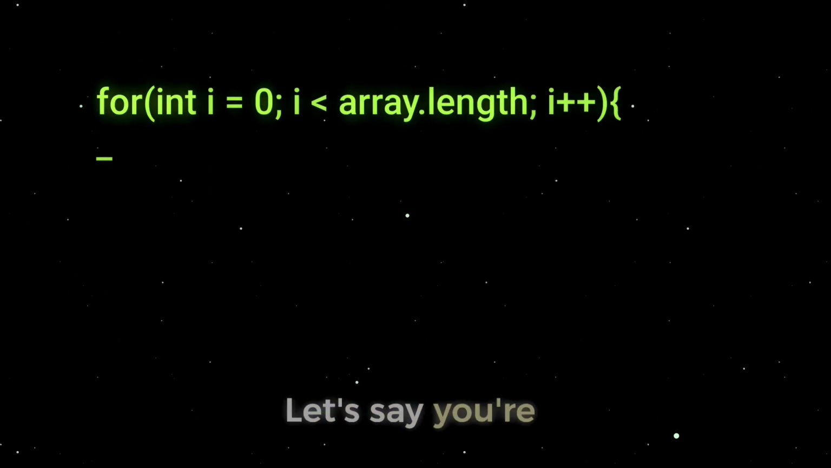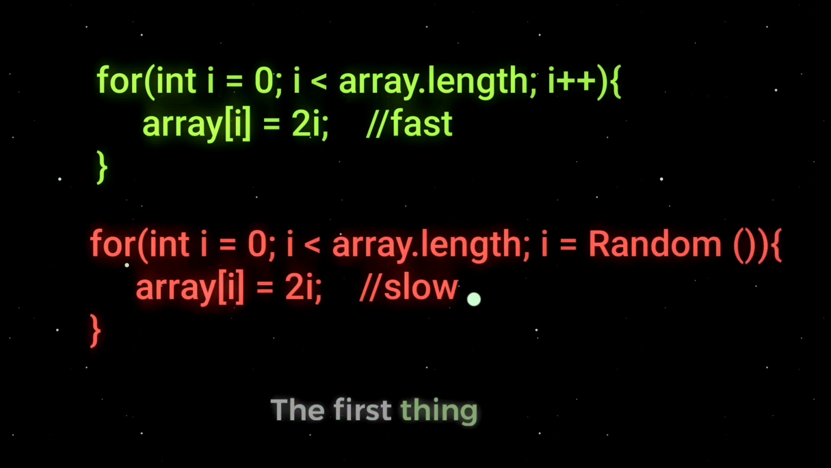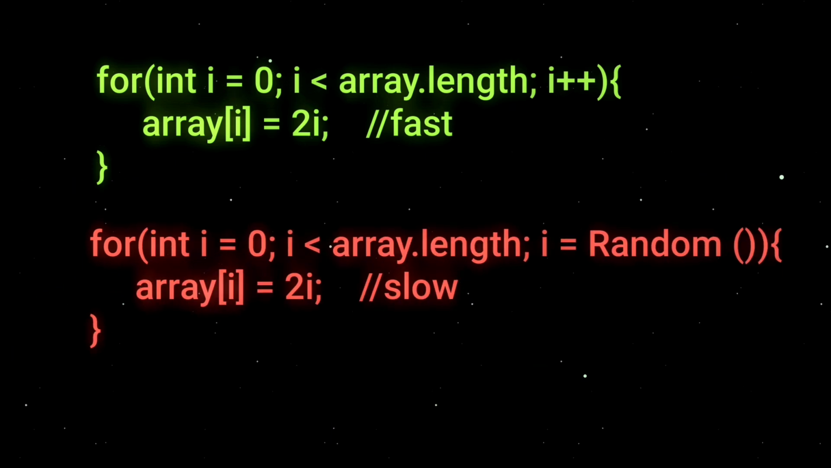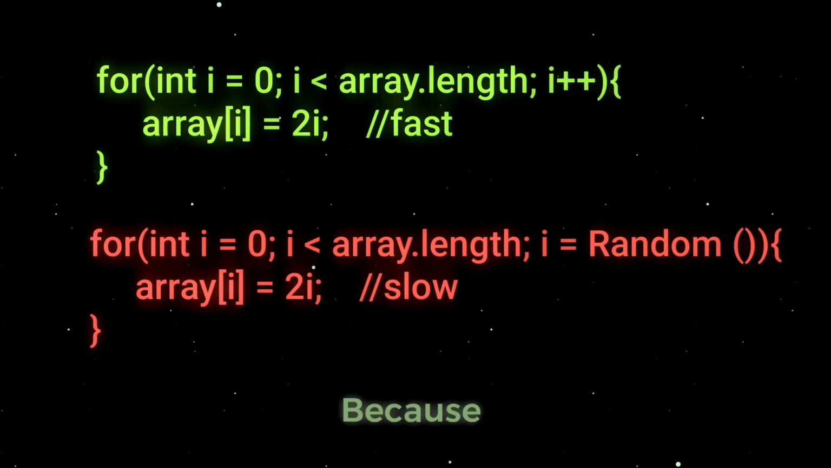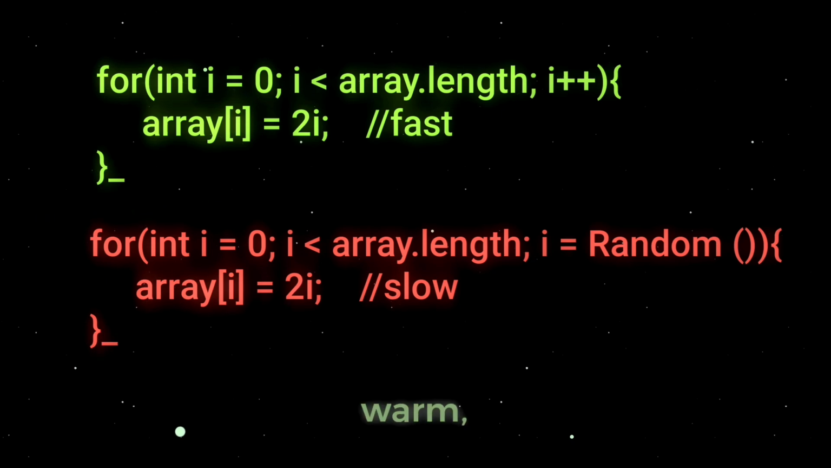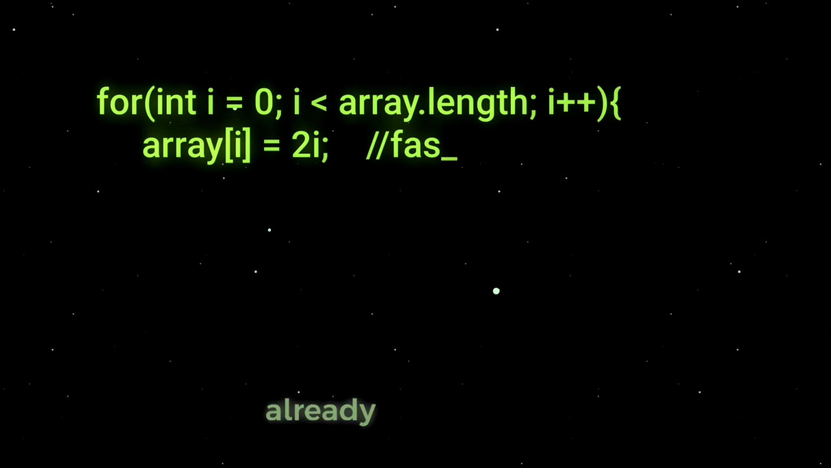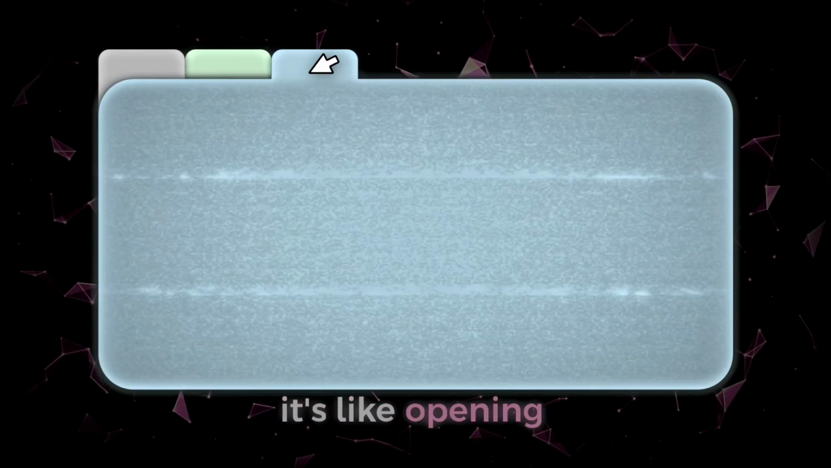Let's say you're walking through an array, and you see this. The first thing that comes to your mind is, why? Because sequential access keeps the CPU cache full. It loads the surrounding values too, so the next value is already there when needed. Random access is like opening 20 tabs and tabbing between them. Your brain, or the CPU, gets confused.